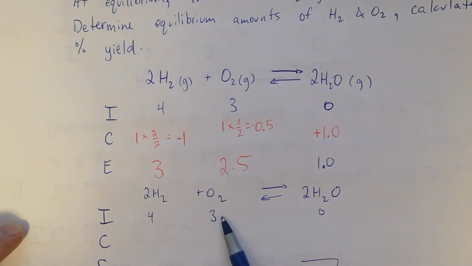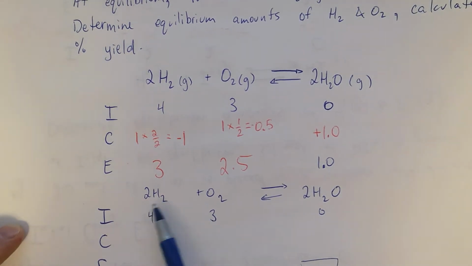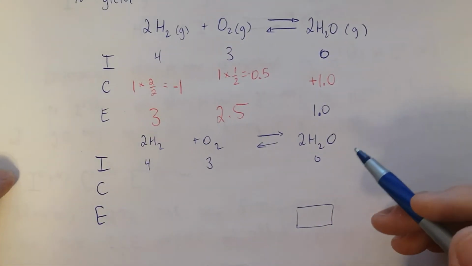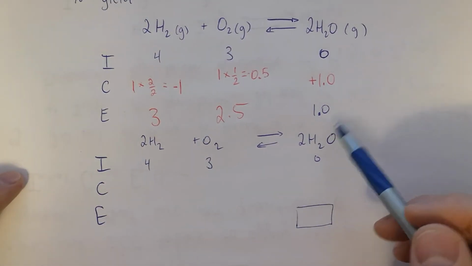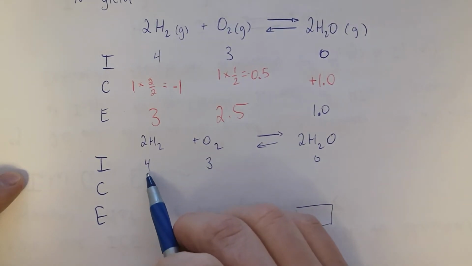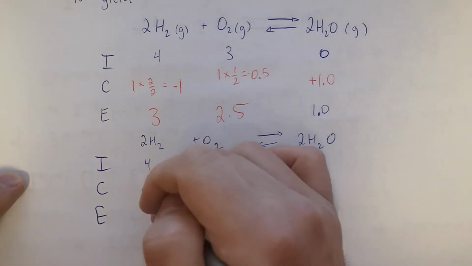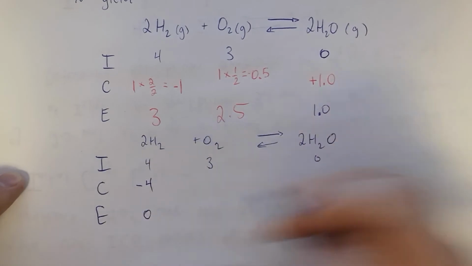If you would have chosen oxygen, if all 3 moles react, that would require 2 hydrogens for every oxygen. That would require 6 moles, which we don't have. Okay. So this is our limiting reagent. Let's say it all reacts and there's none left.